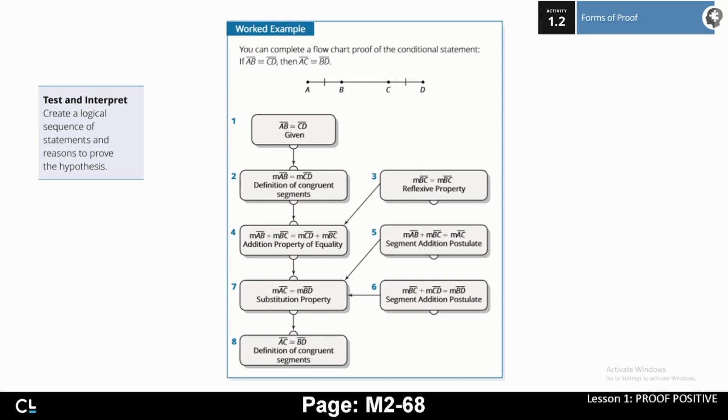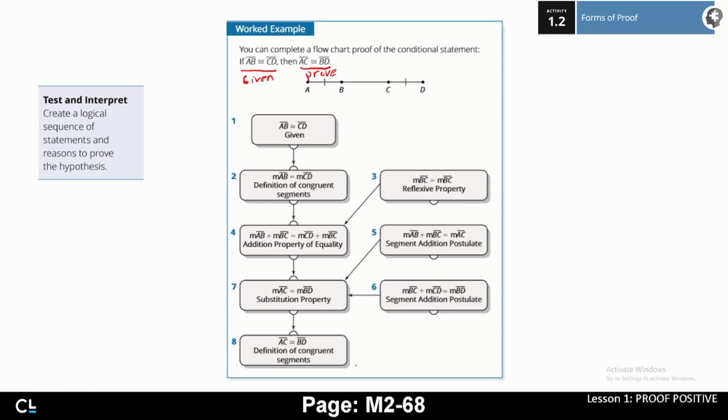So first up, let's read the text at the top. You can complete a flowchart proof of a conditional statement. So it says if AB is congruent to CD, this is our given, right? And then AC is congruent to BD, and that's what we want to prove. Now, if you notice in step 1, it says AB is congruent to CD, and then it gives you the reason underneath it. Our reason underneath is given. You can use given as a reason.